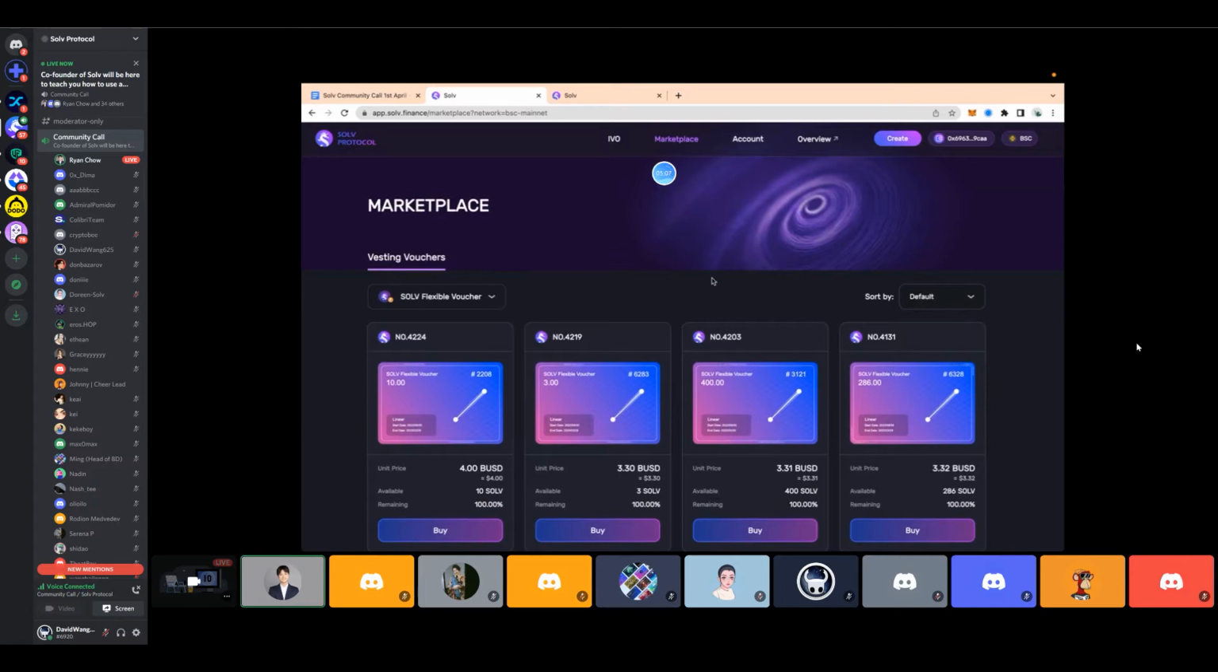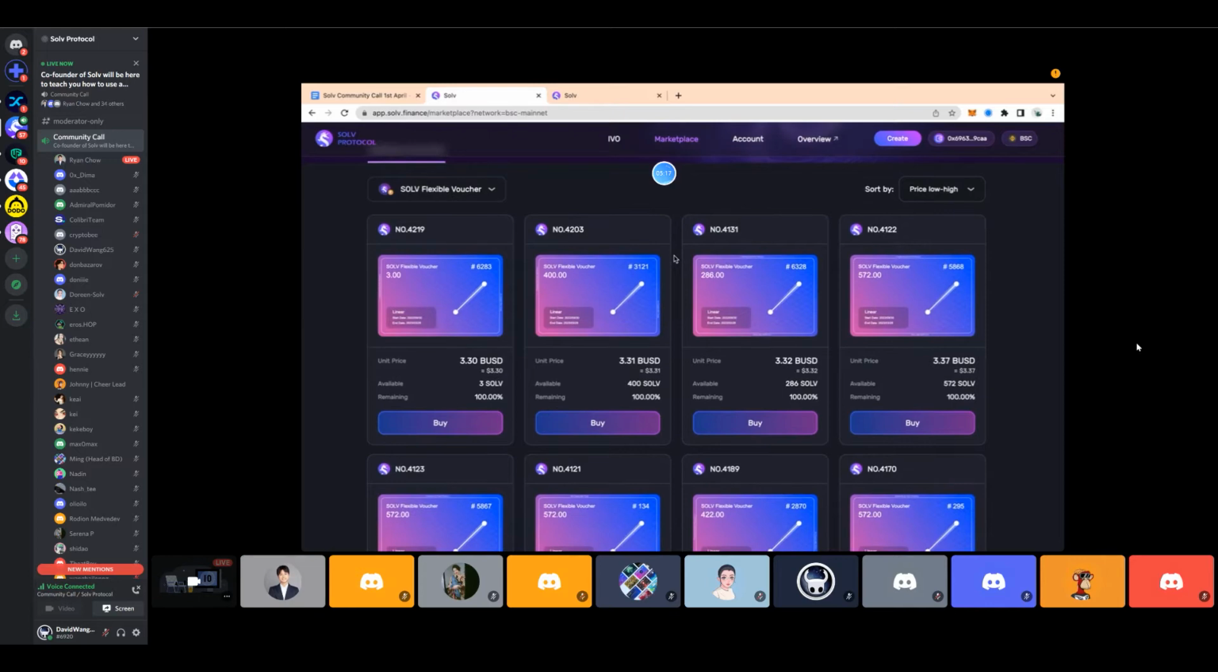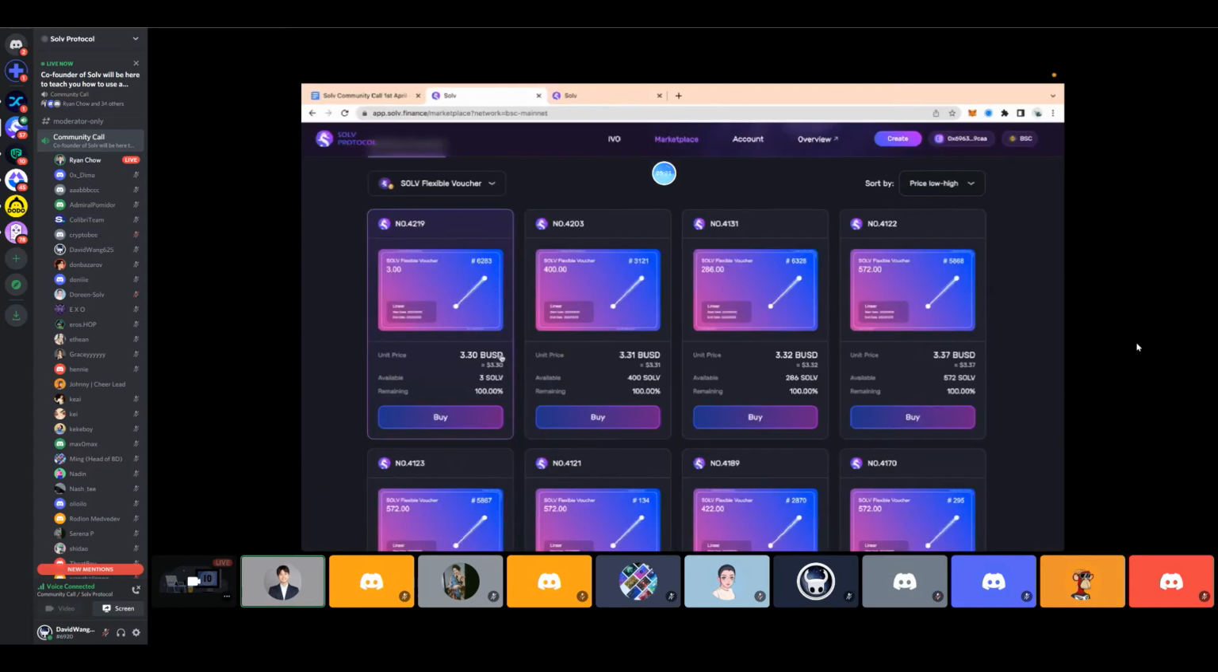And yeah, vesting voucher, and you can check out all the things here, and then you use this filter function to sort by price low to high, and you will find out that the floor price is 3.3 BUSD per token.